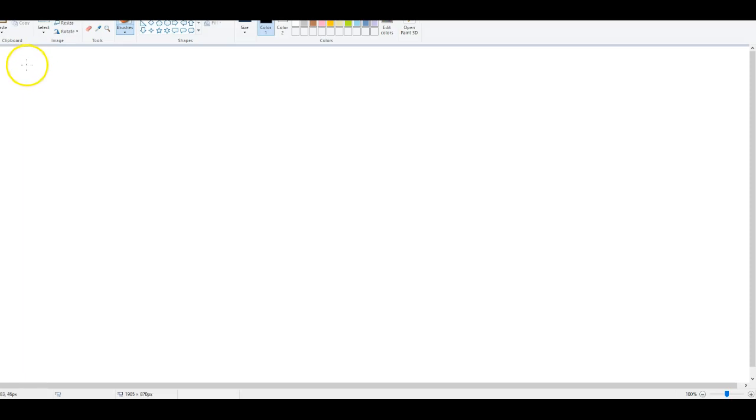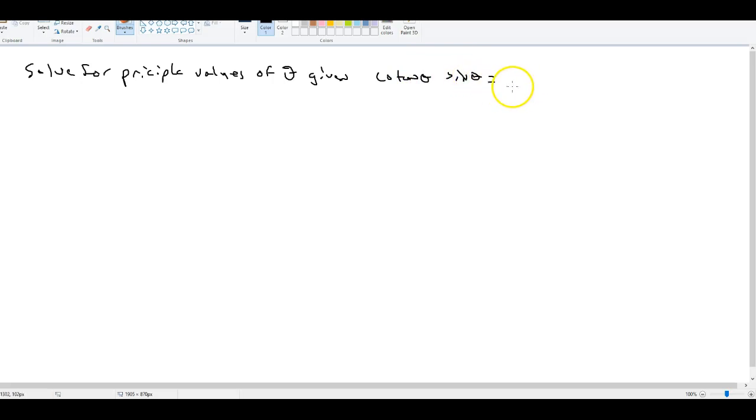So the new example problem would be: solve for principal values of theta given cotangent theta times sine theta equals √2 over 2.